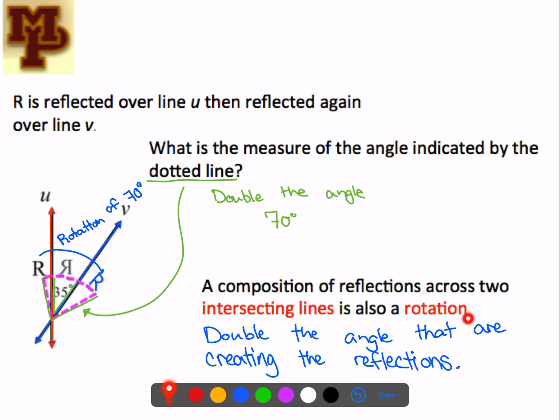same as a rotation. As for the degree of rotation, I'm going to take the angle that's formed by the intersecting lines, and all you have to do is double it. If I double 35, that tells me it's a rotation of 70 degrees. If this angle is 20, it'd be the same as a rotation of 40 degrees. If this angle was 12, it'd be a 24 degree rotation. You're just doubling the angle measure made by these two intersecting lines. So this is the same as a rotation of 70 degrees, and of course we're going clockwise in this case.